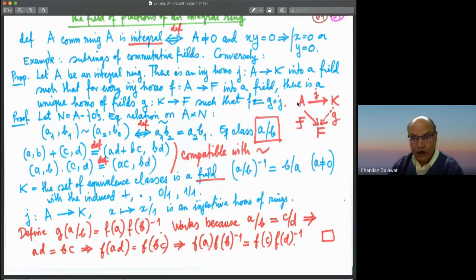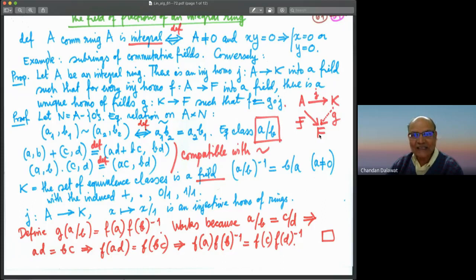So I'm given an injective homomorphism of rings F from A to a field F, and I have to prove that there's a homomorphism of fields G from K to F, which makes this triangle commute. So you define G of an equivalence class A over B to be F of A times F of B inverse. F of A makes sense because A is an element of A and F is defined on A. F of B also makes sense because B is non-zero and F is injective. So F of B is also non-zero.